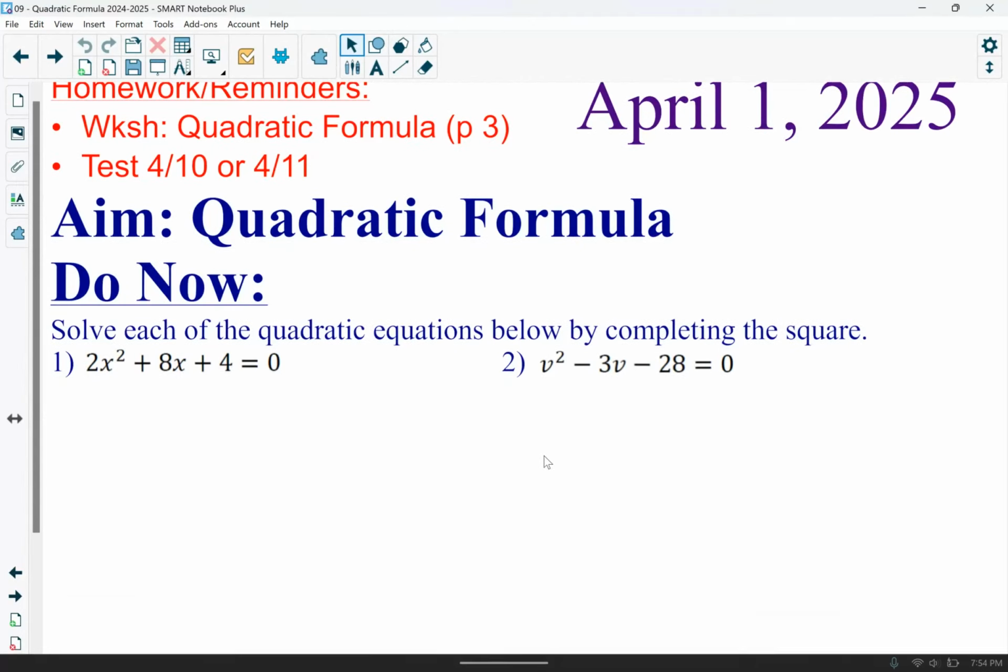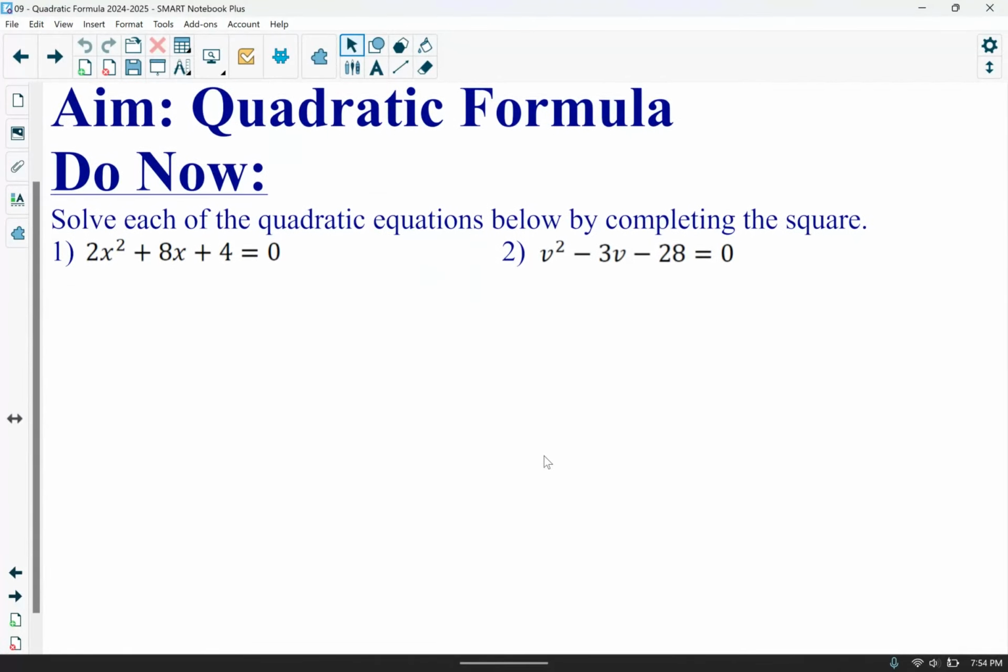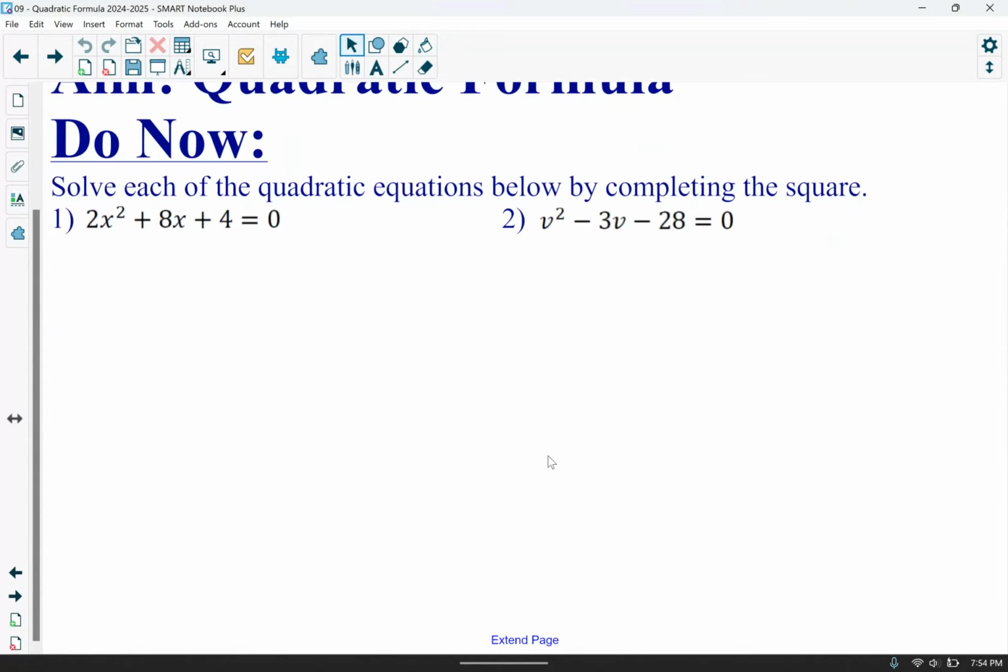In our do now, we're asked to solve each of the quadratic equations by completing the square. So first thing in 2x squared plus 8x plus 4 that I want to realize is that there is a common factor of 2, that all of these terms are divisible by 2. So we're going to divide both sides by 2.